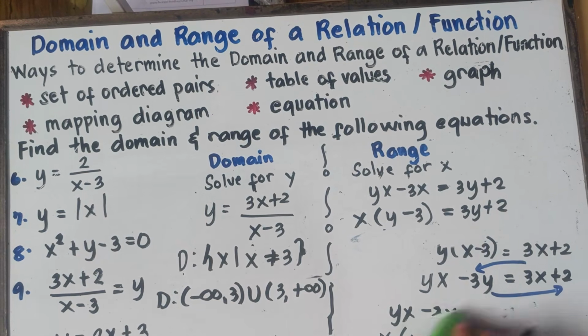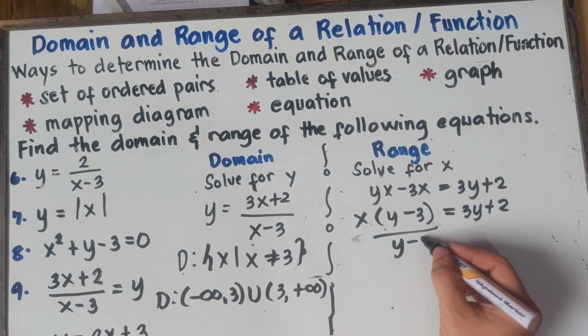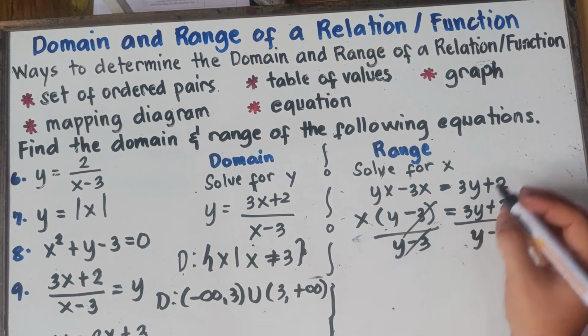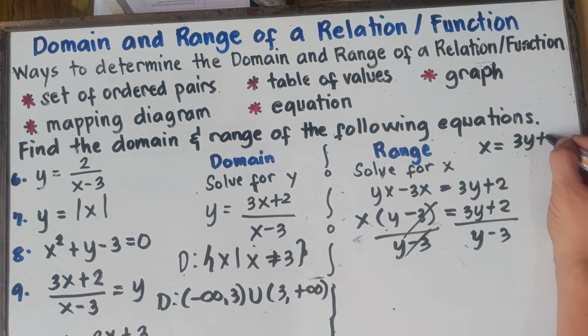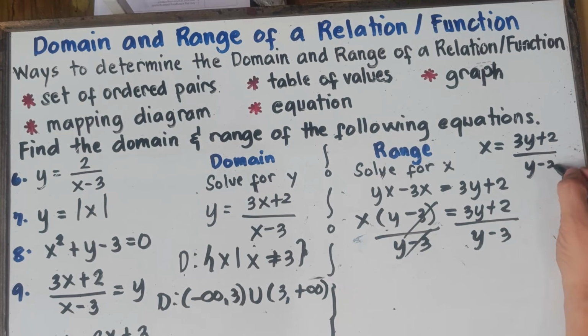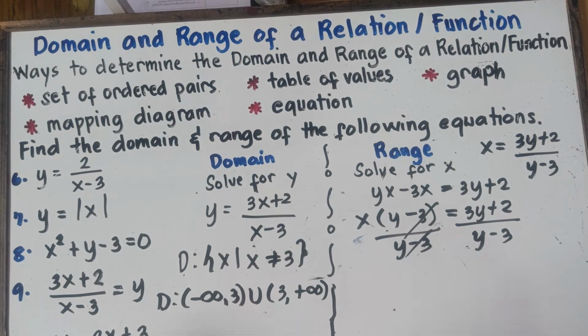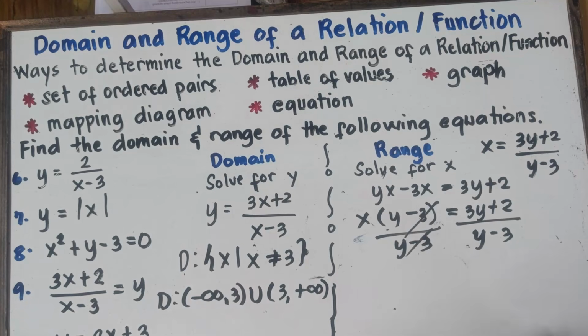Alright, and then last step, to get the value of x, simply divide both sides by y minus 3. Cancel this out. So x is equal to 3y plus 2 over y minus 3. So that would be the value of x. Solve for x, that would be x is equal to 3y plus 2 over y minus 3.